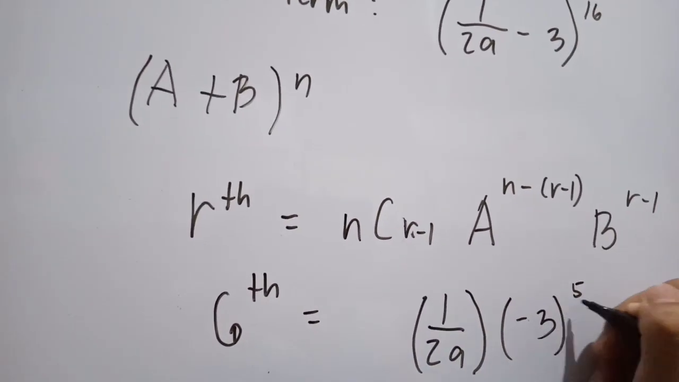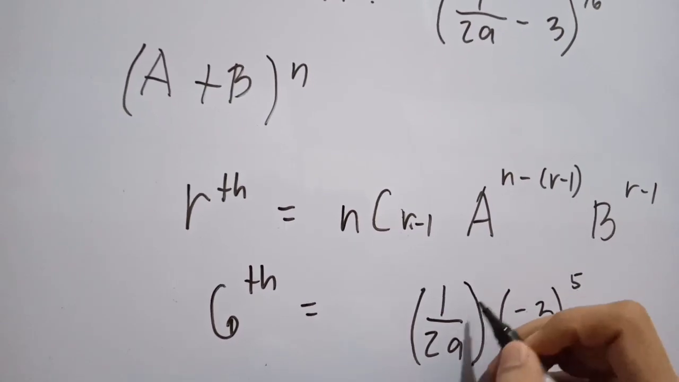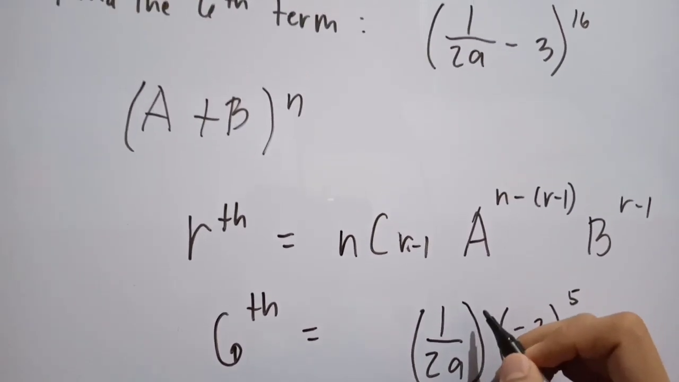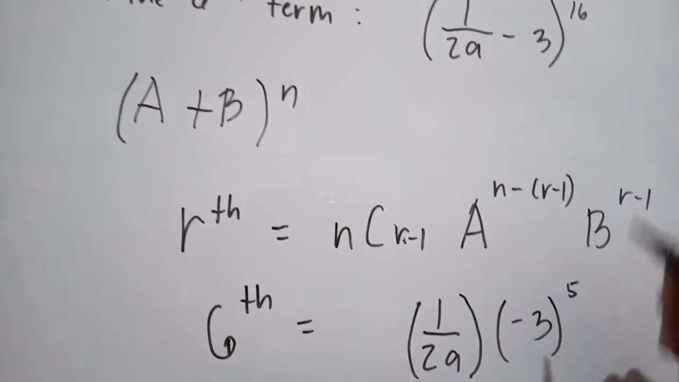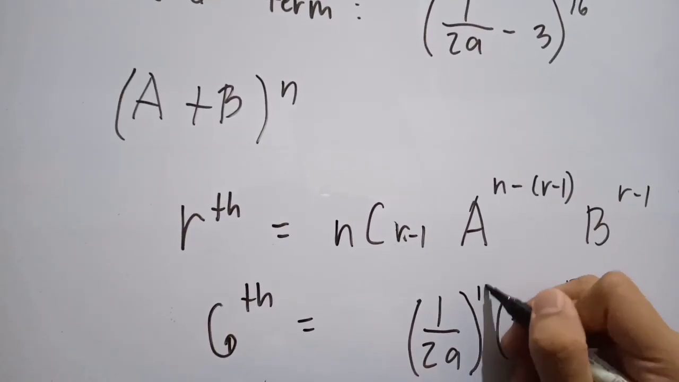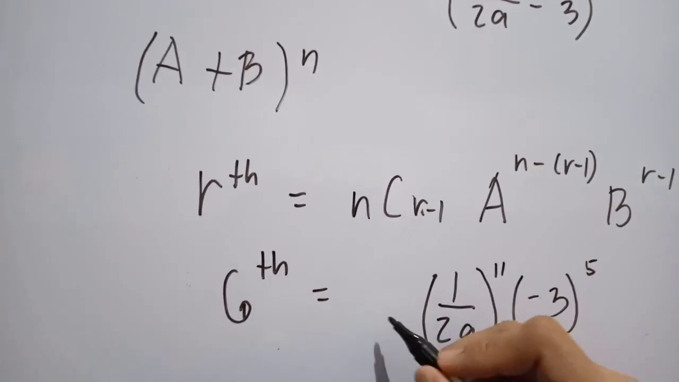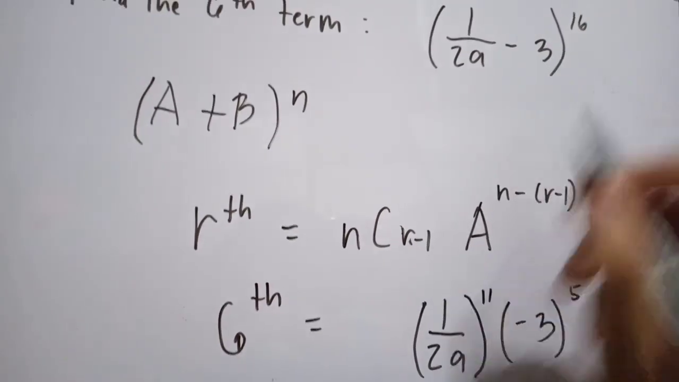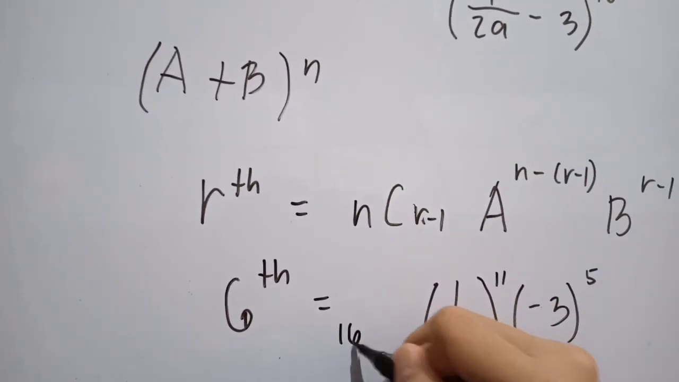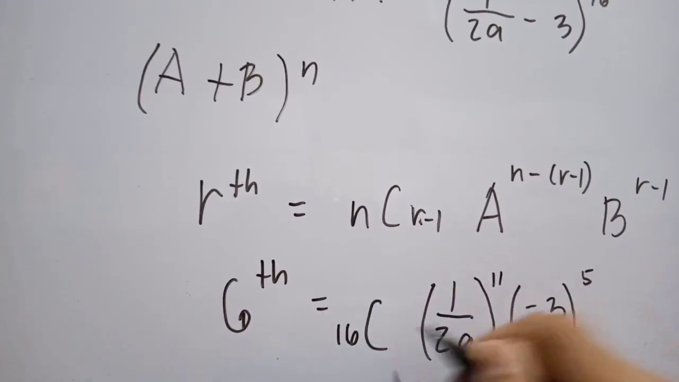So, kung 5 ang exponent mo dito, anong magiging exponent mo dito? So, 16 minus 5 lang. 16 minus 5 ay 11. Tapos, yung magiging combination mo dito ay yung n natin ay 16. Combination any of the two, 5.